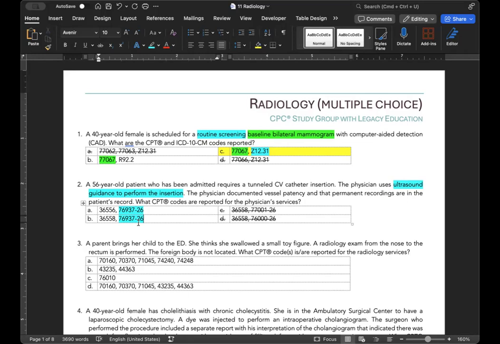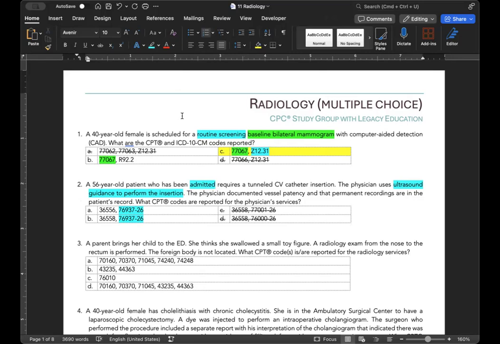So let's go look at 36556 and 558. The reason that I brought up the 26 modifier while we're looking up that 36556 and 558 is that it is possible on the exam they might have whatever your correct CPT code is for the insertion of the catheter, and then they might have an option of the 76937 with the 26 and then an option without a 26. So make sure that you're paying attention if it's in an admission. Then again, that's your inpatient.